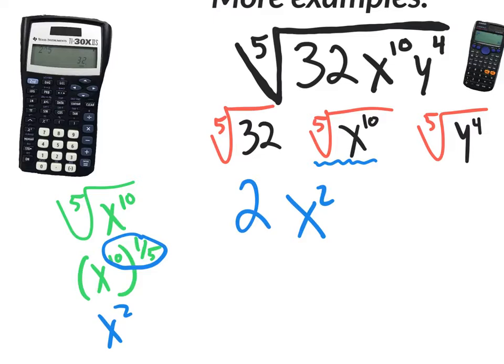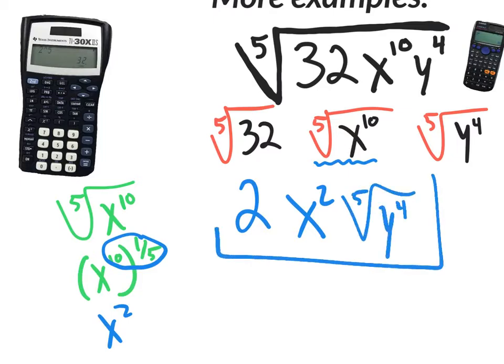And the last one, you can't really do anything with the fifth root of y to the fourth. You can't even do 4 divided by 5. So we're just going to leave it like that. So our final answer is 2x squared, fifth root of y to the fourth. That's our final complete answer on that one.